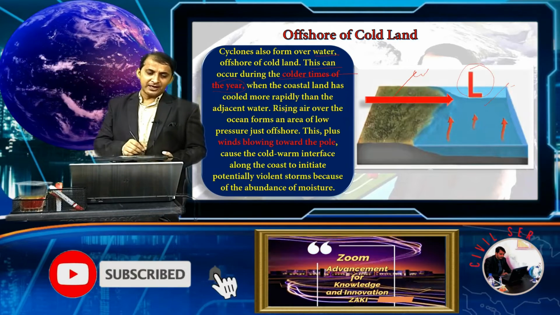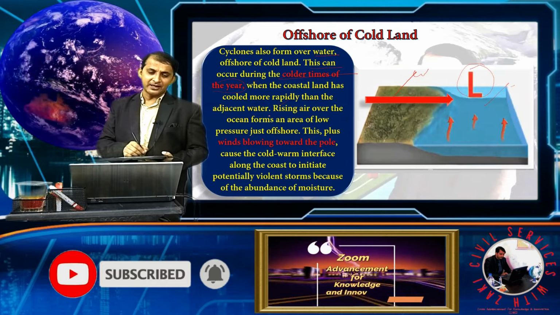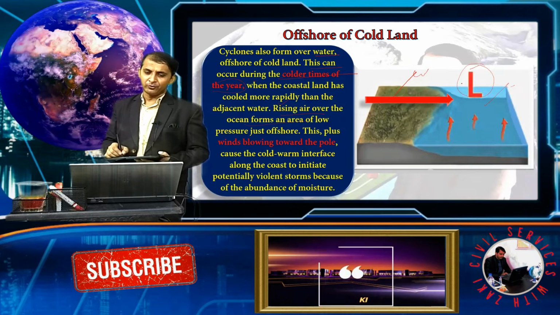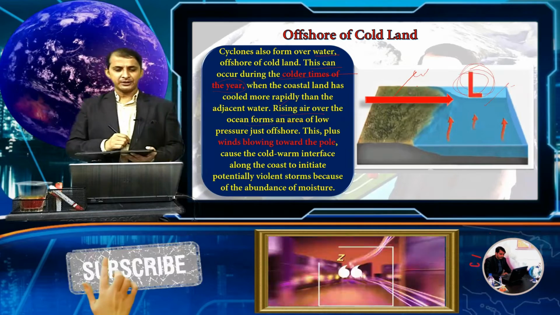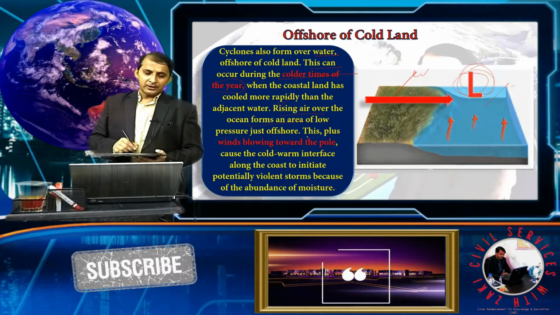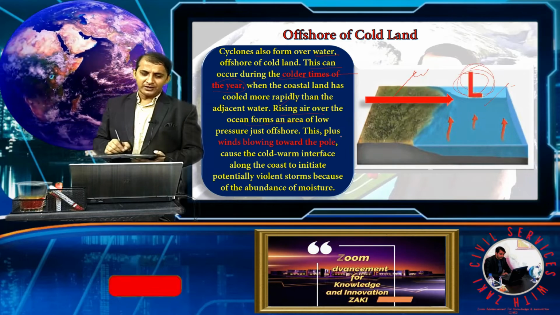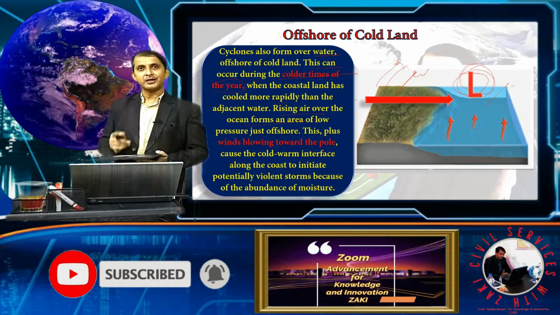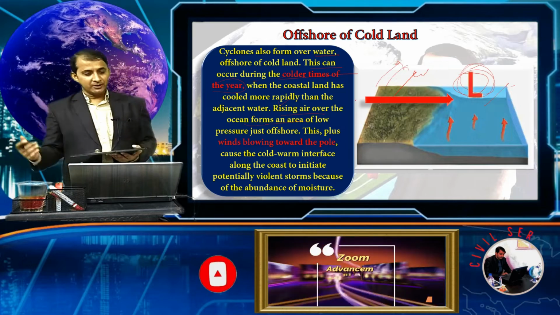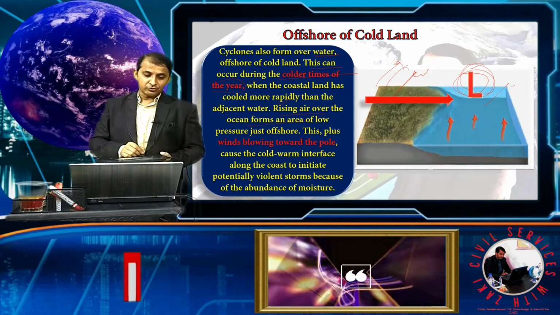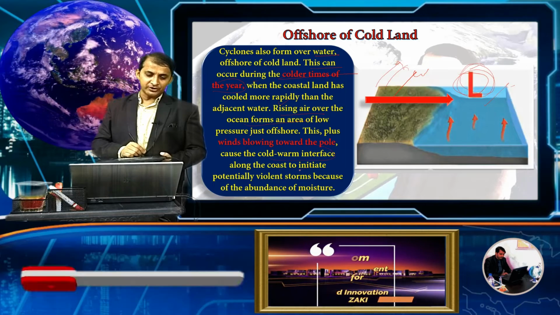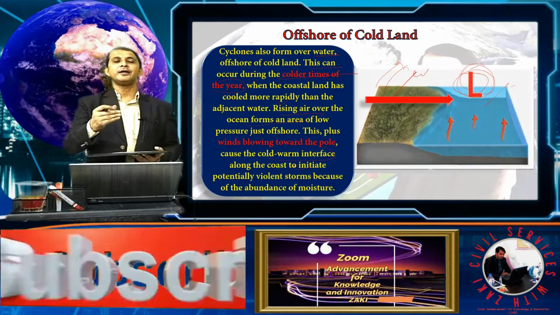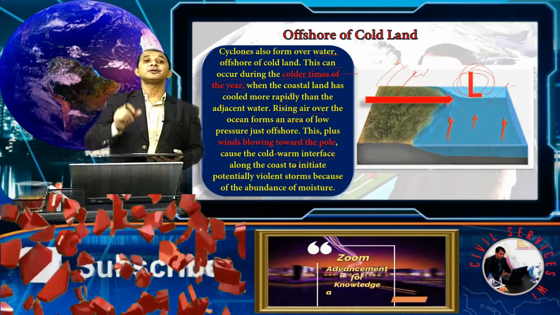So when the coastal land has cooled more rapidly than the adjacent water, rising air over the oceans forms an area of low pressure, this type of low pressure area. Plus the wind, like the westerly wind blowing towards the pole, causes a cold-warm interface along the coast, initiating a potentially violent storm, and finally it generates a mid-latitude cyclone.